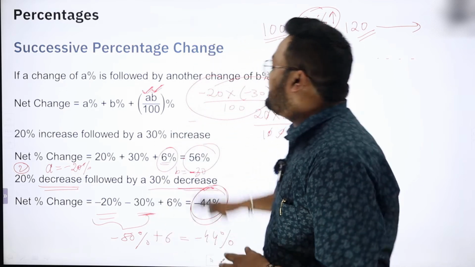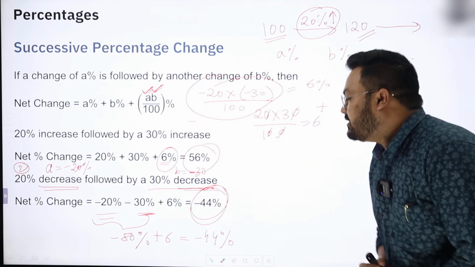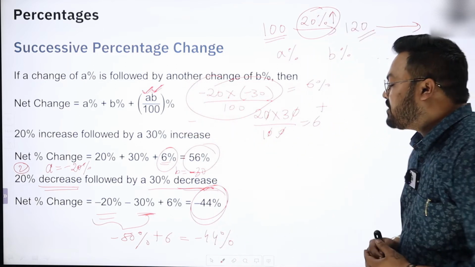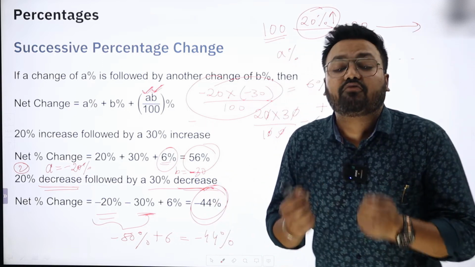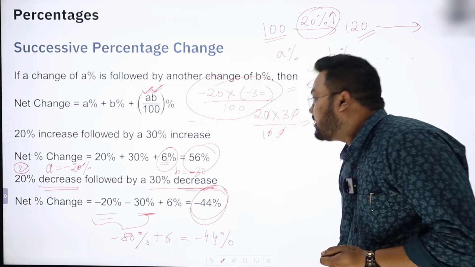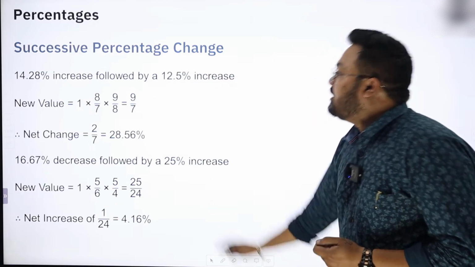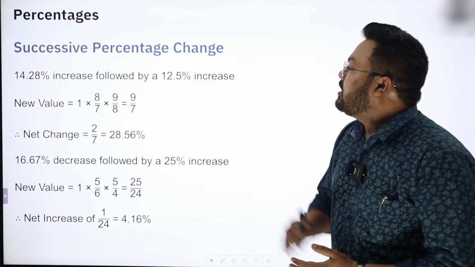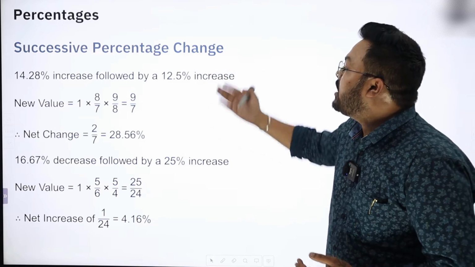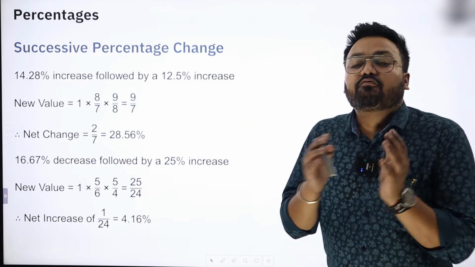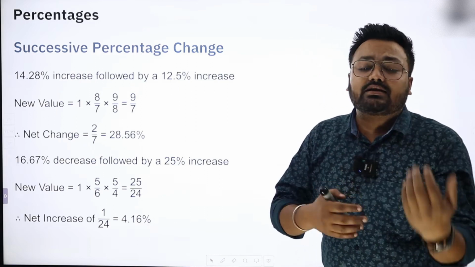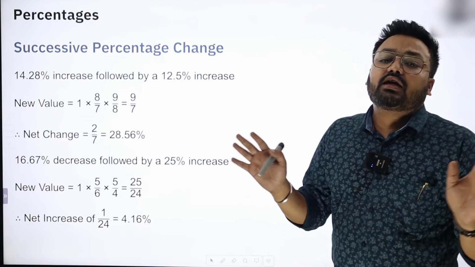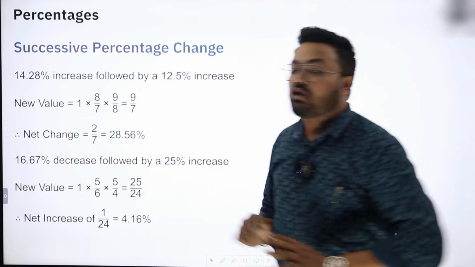Now let us see that these are some easy numbers, that is 20, 30. What if these values change to some difficult numbers like 14.28%, followed by 12.5%. In the first and the second term, that is simply A plus B or minus A minus B, there we can easily add or subtract these two numbers.